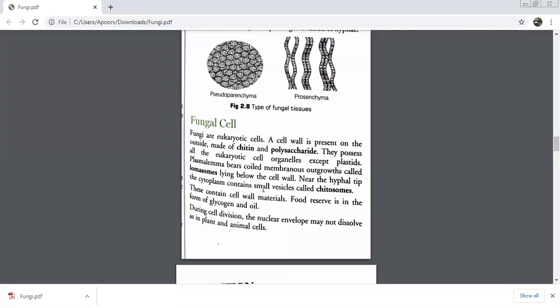Okay. The fungal cell wall is made up of chitin and polysaccharides. Good. Coiled membranous outgrowths found in the fungal cell are known as lomasomes. Very good. These are some new words for you, so you'll have to really give time for this. At the tip of the hyphae, there are small vesicles present in the cytoplasm. What are they called? Cytosomes.